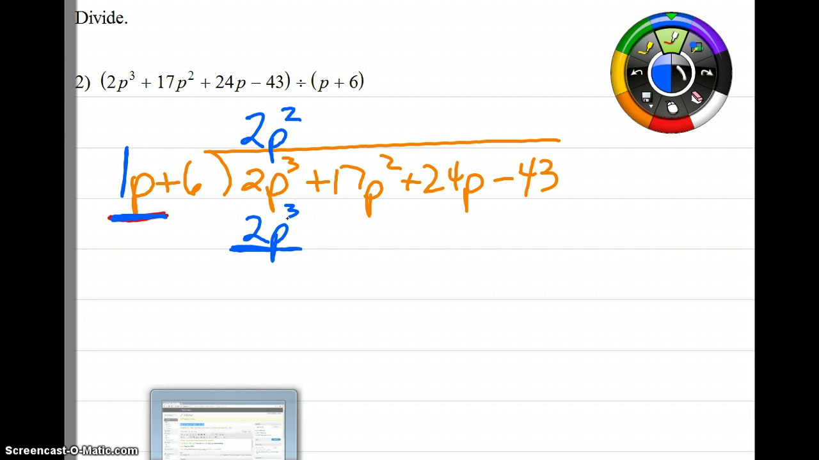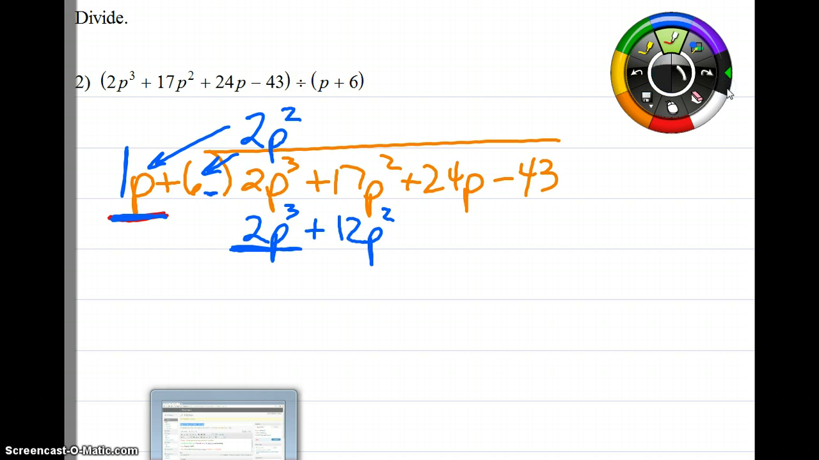Now we can't subtract yet because we have this other number in here. So we're going to distribute and we're going to multiply by both of those numbers. So 2 times 6 is a 12, and p squared times no p will be a p squared. This will be a positive.